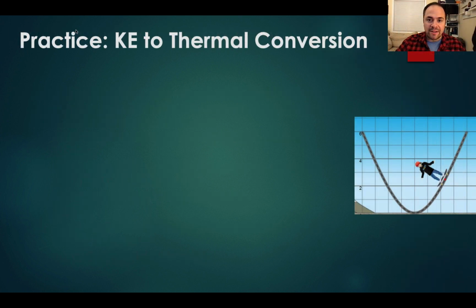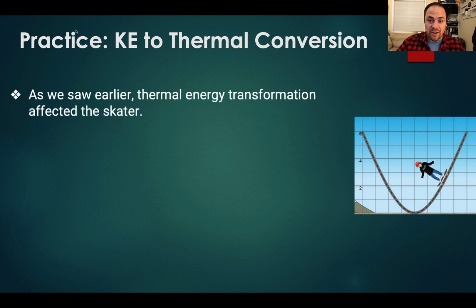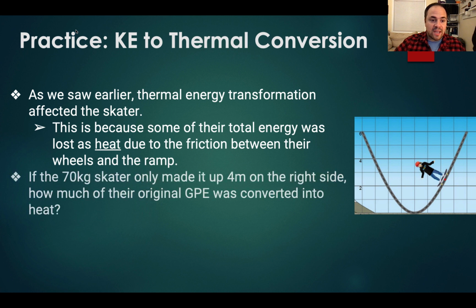I have one last practice problem for you. This one actually does account for thermal energy transformation. And so in this case, the 70 kilogram skater starts at the 6 meter mark and drops in on the ramp, goes all the way around, and ends up at the 4 meter mark at the other side of the ramp. How much of their initial potential energy at the top of the ramp was transformed into thermal energy?